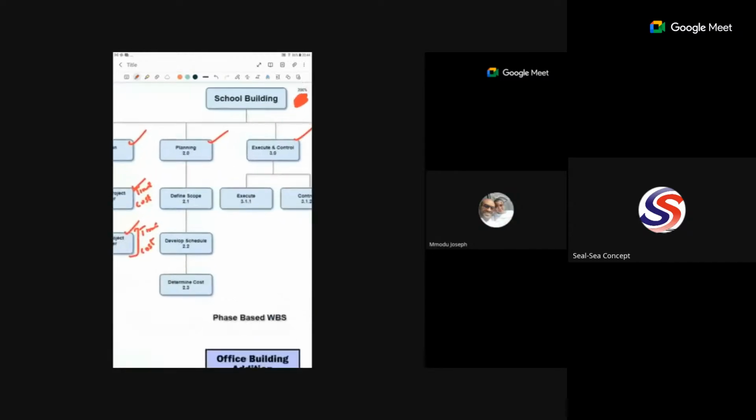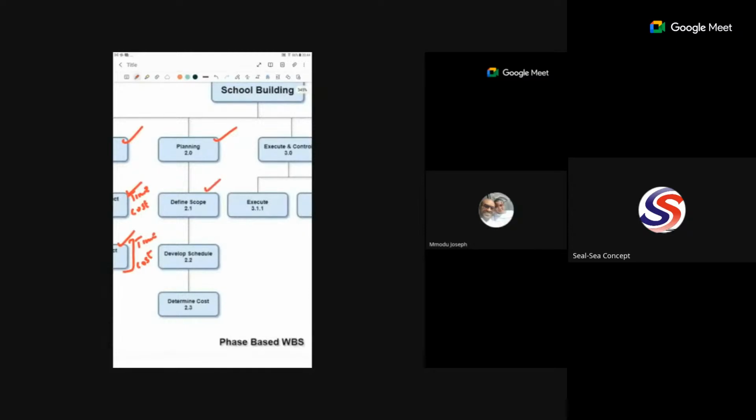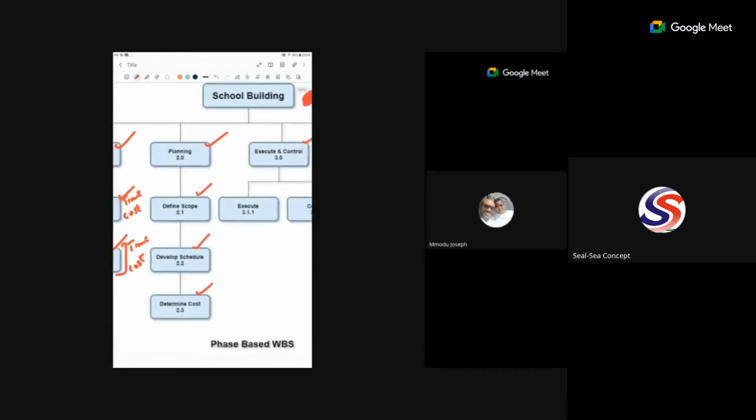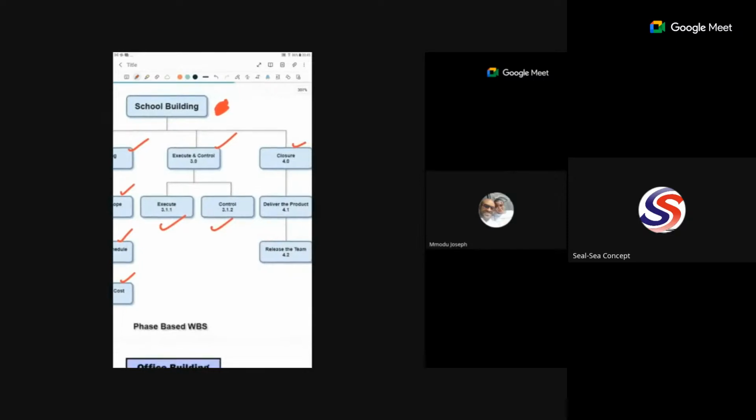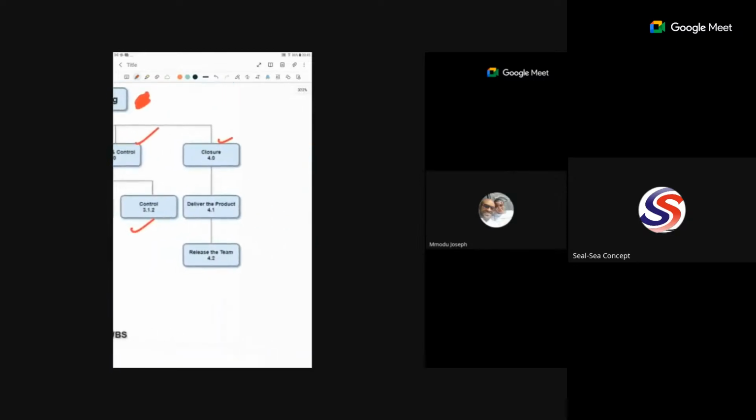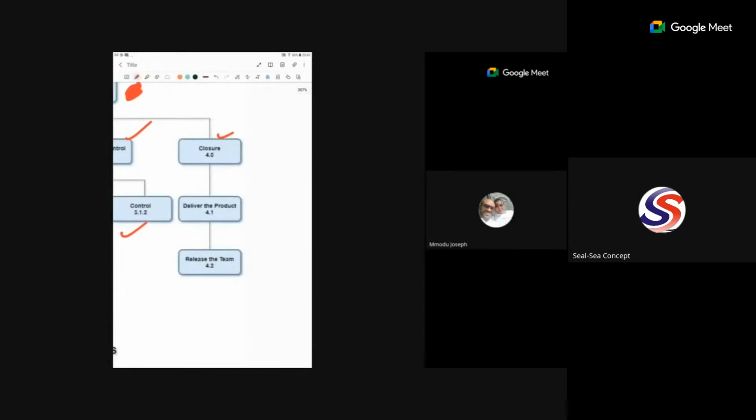What will this person have to do in planning? He needs to define the scope. He has written it. He needs to develop the schedule, the time frame, and he wants to know the costing. Those are the planning he needs to make. Under execution and control, he needs to start building the school building, and then he needs to review it, that is controlling the quality of the building, to be sure that it is in line with the requirement of the stakeholder. And then in the closure, what will he be doing? Under the closure, he will deliver the product, that's the building, to the project owner, and then he will release the team.